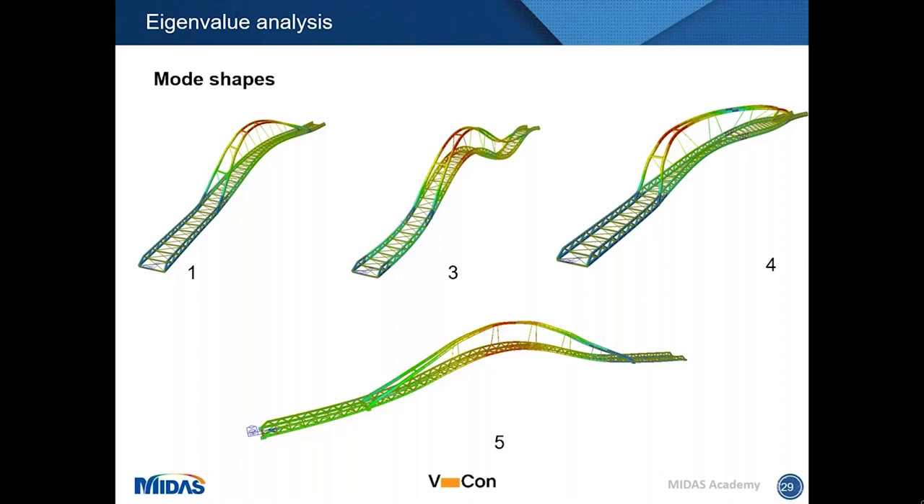This is the first analysis that has to be done before the time history analysis. Our criterion is that a minimum of 90% of the mass has to oscillate, otherwise we increase the number of frequencies to perform.